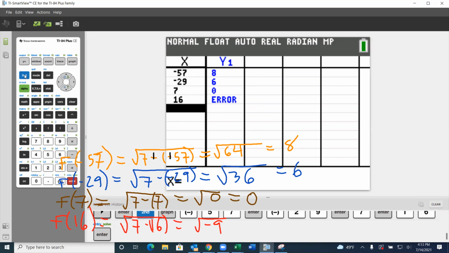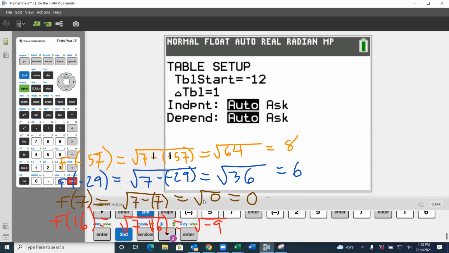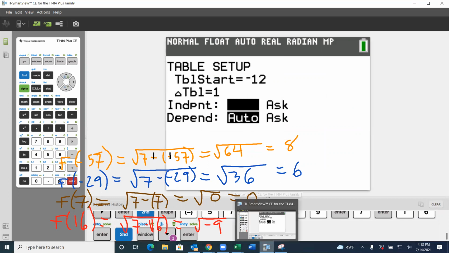Typically, I like having my table in auto mode, but not always. Sometimes, when I have to go all over the place to plug in the x values, I definitely prefer ask.